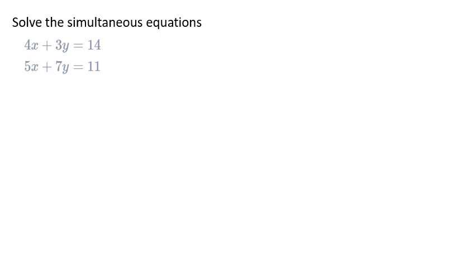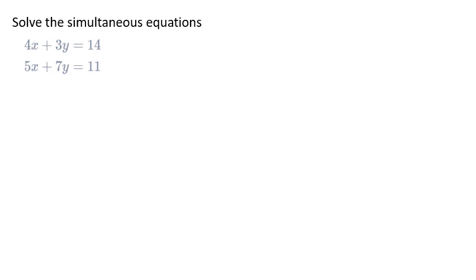Solving simultaneous equations means that you find the coordinates where this line of 4x plus 3y equals 14 crosses over with 5x plus 7y equals 11. So that's what that actually means. That's what you're actually finding by solving them.